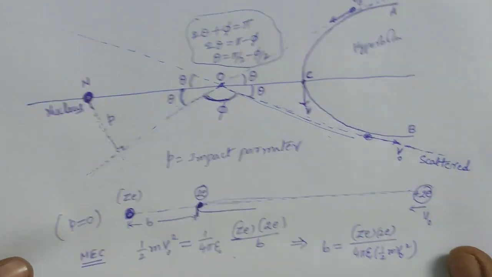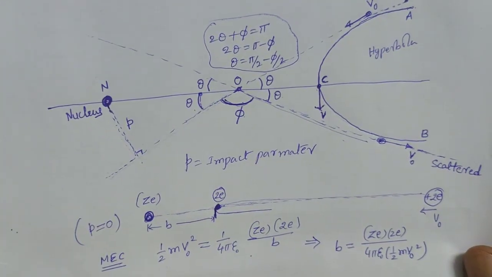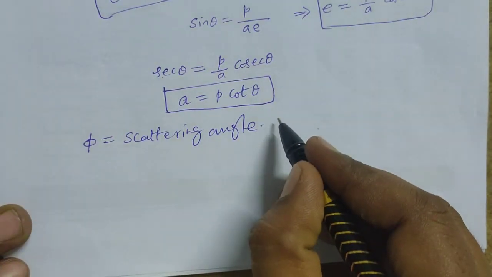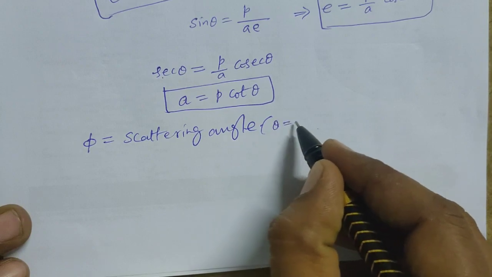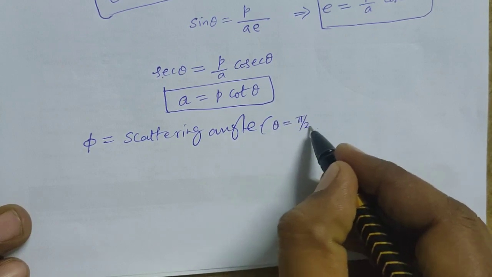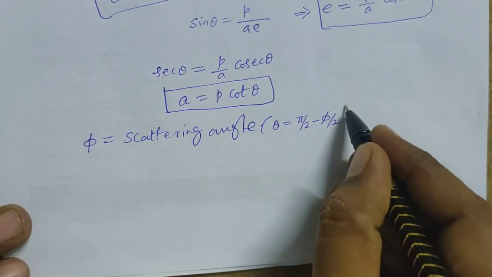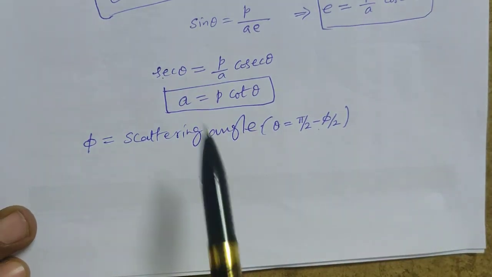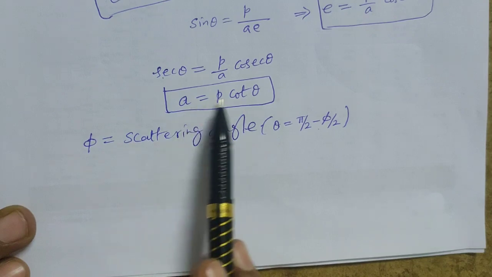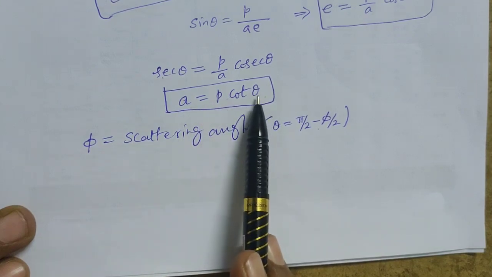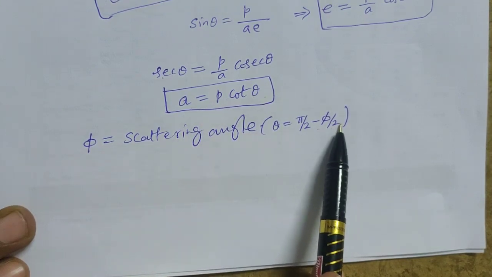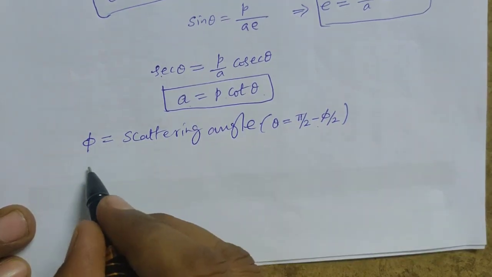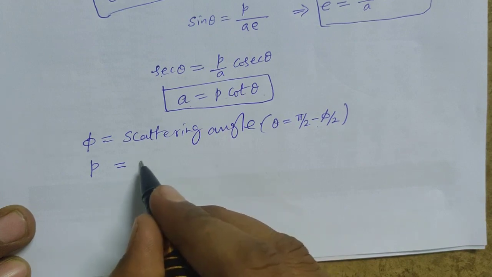So the scattering angle and the slope of the tangents can be linked here. That means theta is equal to pi by 2, that is 90 degrees, minus phi by 2. This relation is also useful here. Okay, so A is equal to P into cot theta, that means cot theta can be replaced with pi by 2 minus phi by 2. Okay, done.